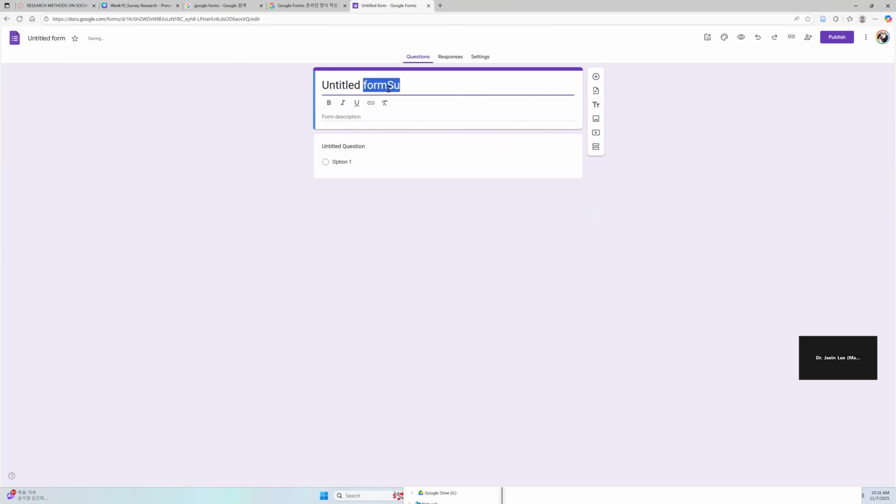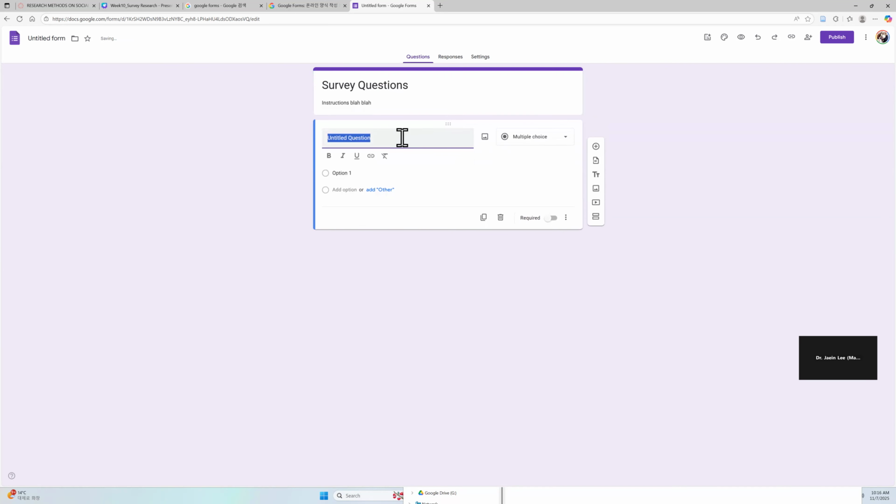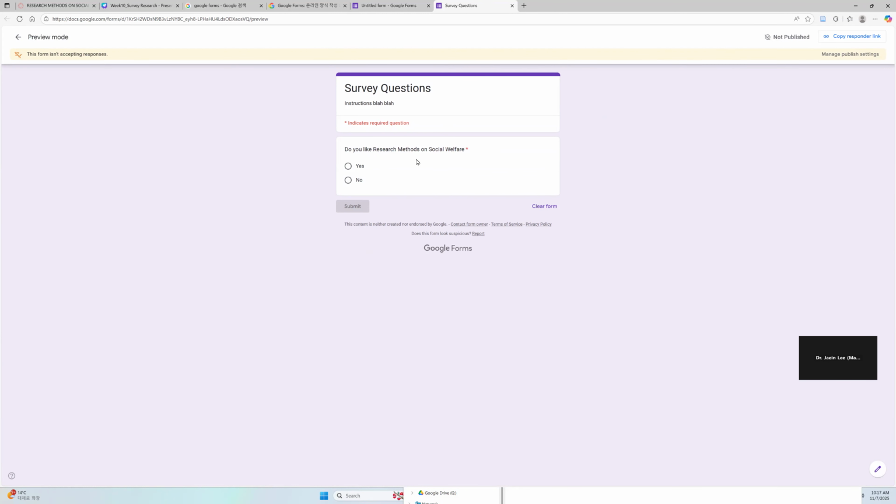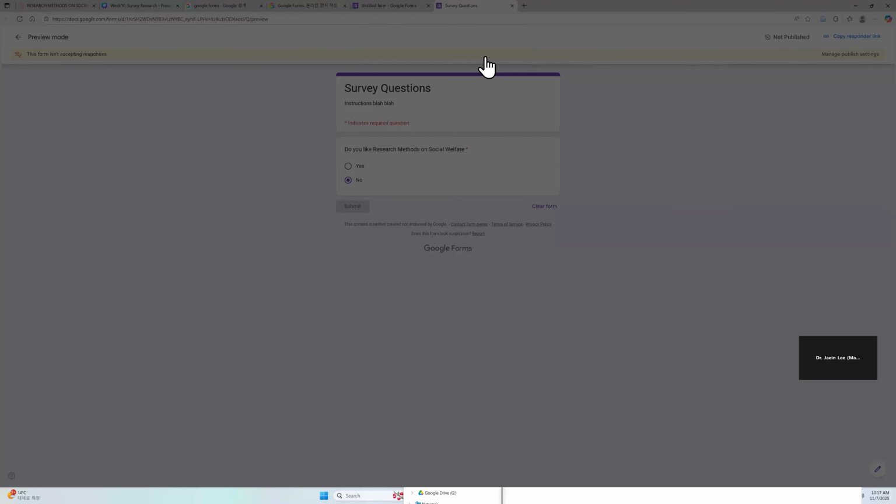So let's suppose that this is the survey. You can write the instructions, and this is a multiple choice question, asking, do you like research methods in social welfare? If I just make a yes option, and I have only one answer, they might be biased, right? Maybe no. Okay, heartbreaking. So, required answer. In this preview: do you like the methods of social welfare class? Yes or no. You can answer in that way, right?